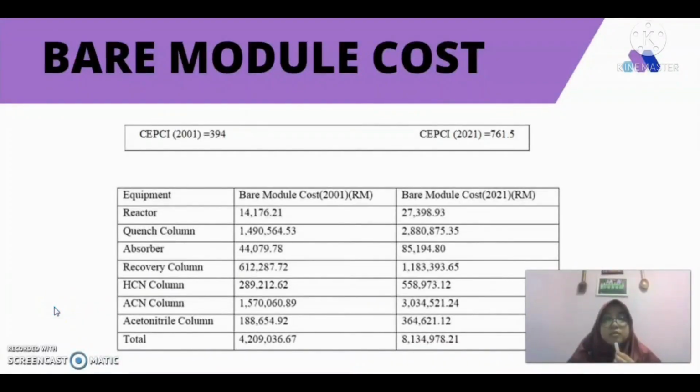Assalamualaikum warahmatullahi wabarakatuh. My name is Nuna Bilaliana and I would like to present the cost calculation part.